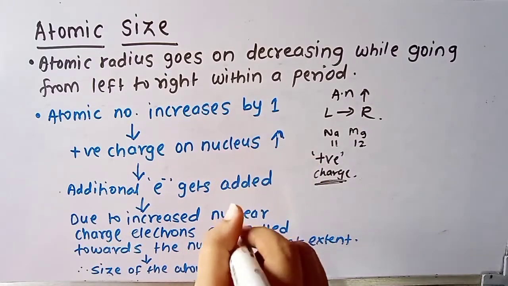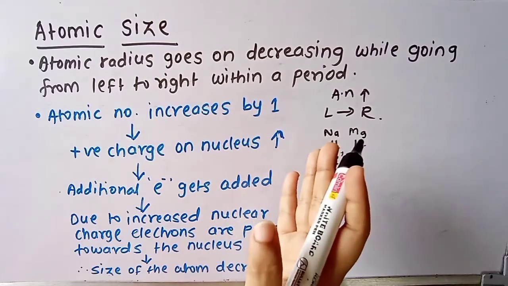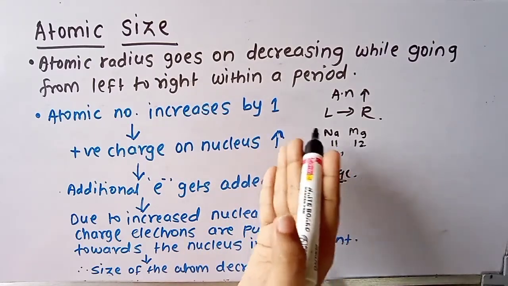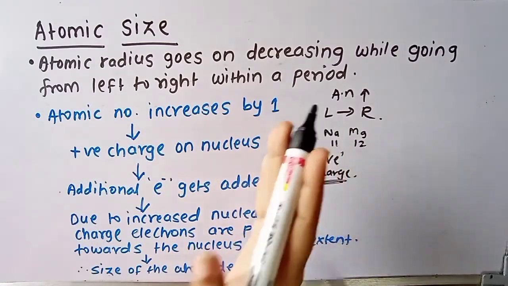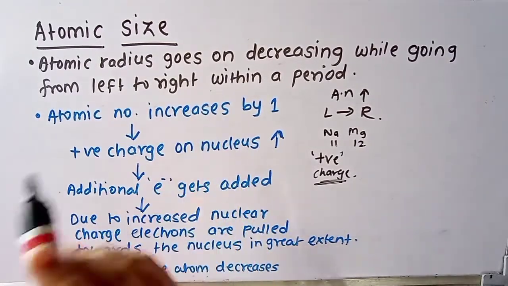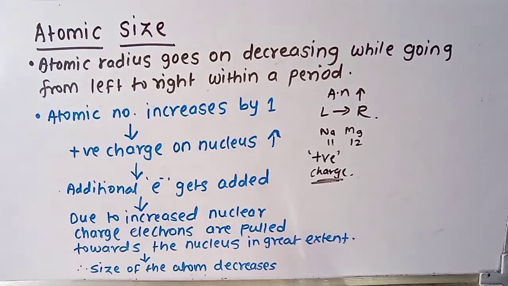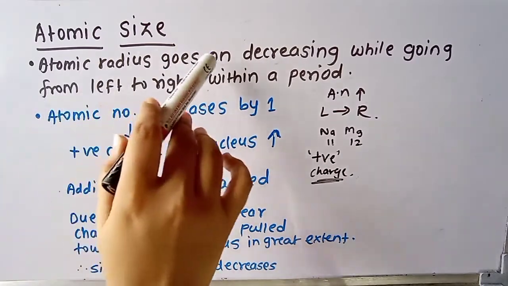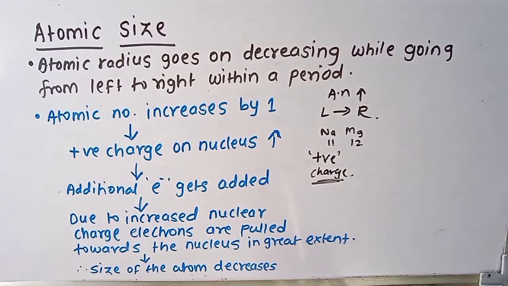At the same time, additional electrons are added to the outermost shell of the elements belonging to the same period. So while going from left to right within a period, what is happening? The size of the atom decreases. Remember this clearly. So we'll see it once again. So atomic radius goes on decreasing while going from left to right within a period.